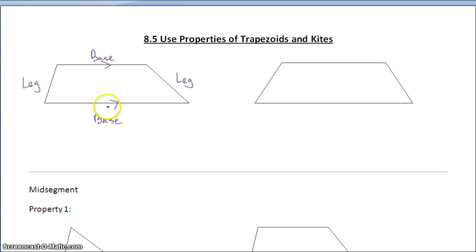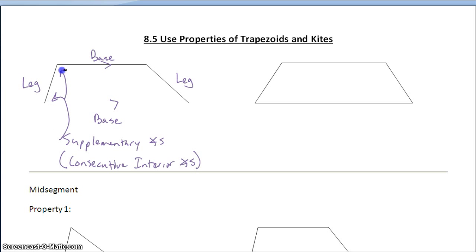Since these sides are parallel, we know something about these angles. These two angles are going to be supplementary, because they are consecutive interior angles. And that will also be true for these two angles. Because they're consecutive interior angles between two parallel lines, they're going to be supplementary.